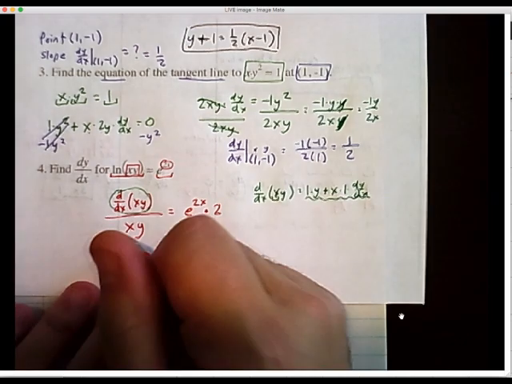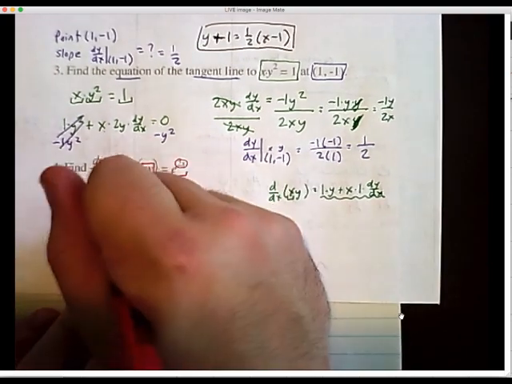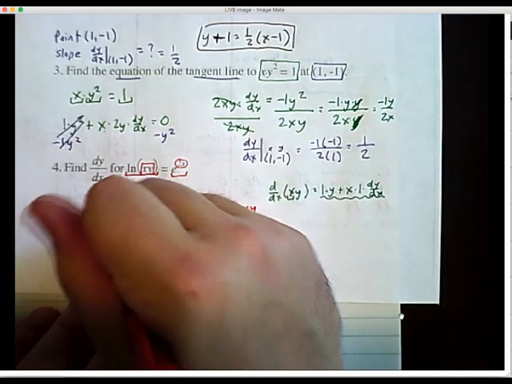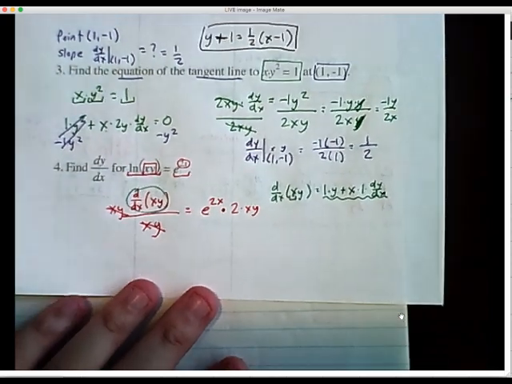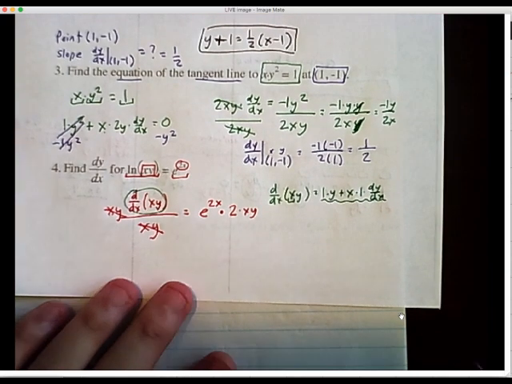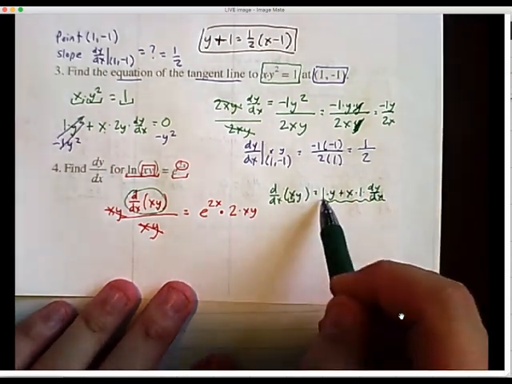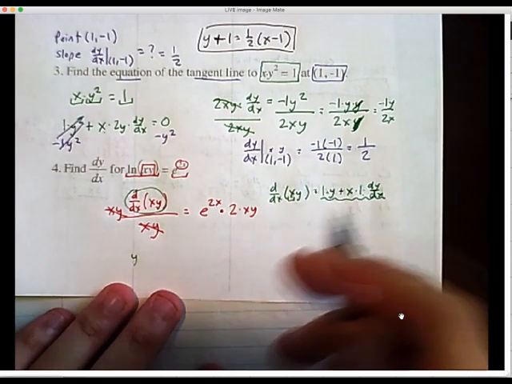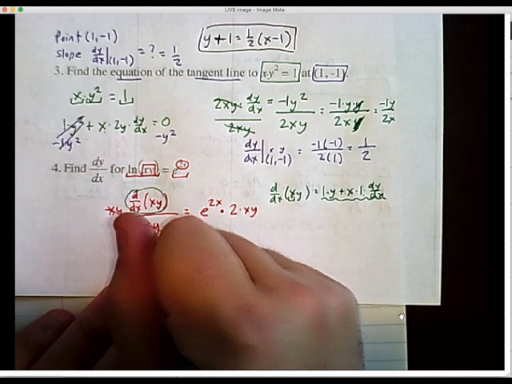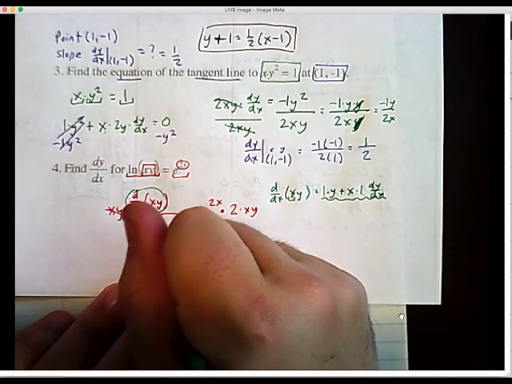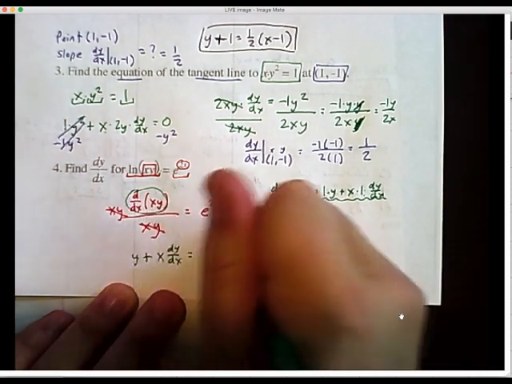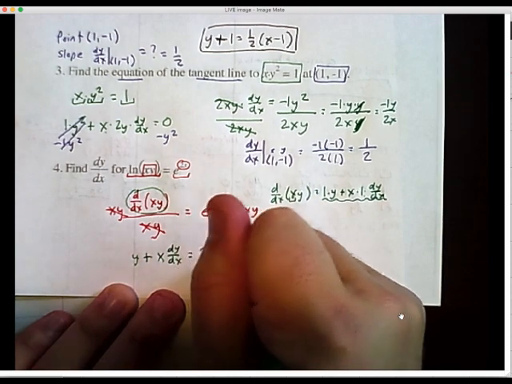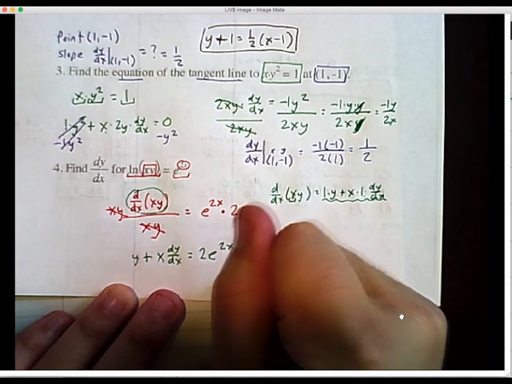At the same time, to get rid of this xy, let's go ahead and multiply both sides by xy. And that gets those to cancel. So if I put this in, 1 times y is y. x times 1 is x, so plus x, but it's got a dy dx on it. That's going to equal this right side. I can move the 2 out front. So 2e to the 2x times y.